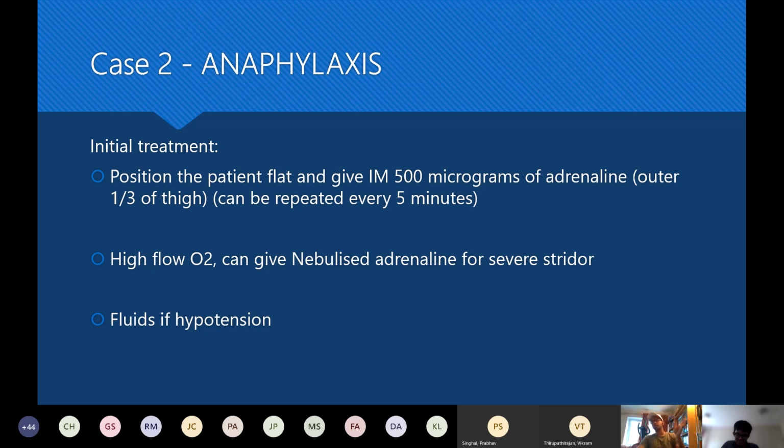After that, you may want to do some investigations once they've stabilized a little bit, and then there will be other treatments as well. So I'm not going to ask you.